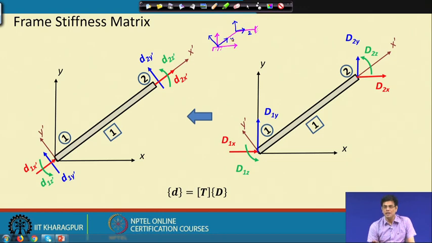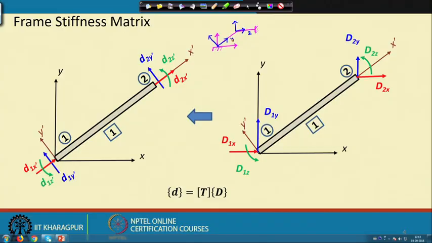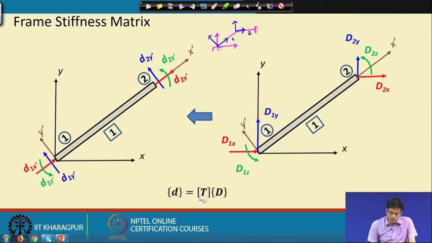We need to have a mechanism by which we can transfer these global degrees of freedom and local degrees of freedom. This transformation we have seen, that is capital T. This capital T is the transformation matrix. We also know the size of this transformation matrix is 6 cross 6, because capital D is 6 cross 1 and small d is 6 cross 1. So, transformation matrix we know.